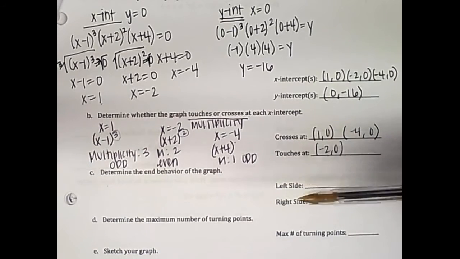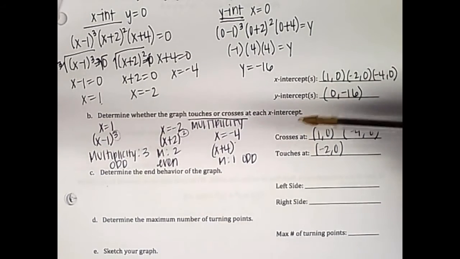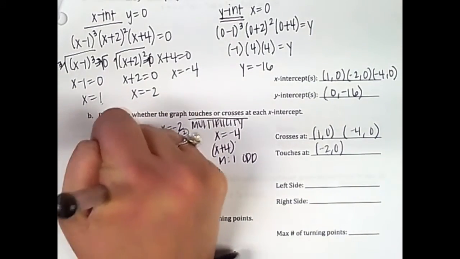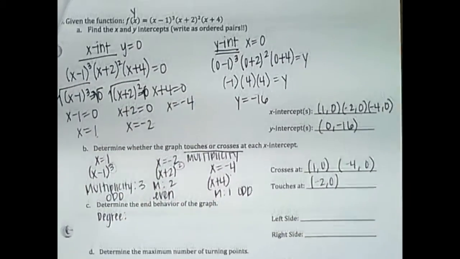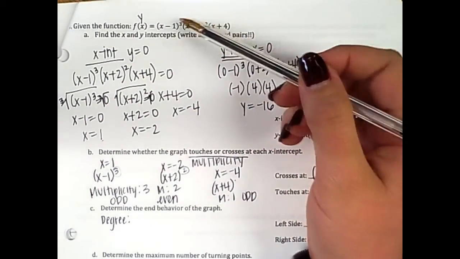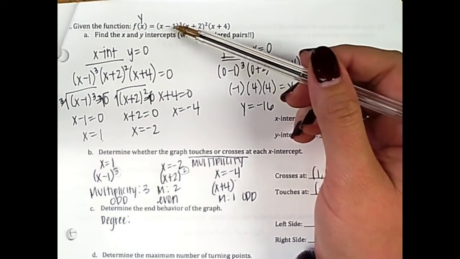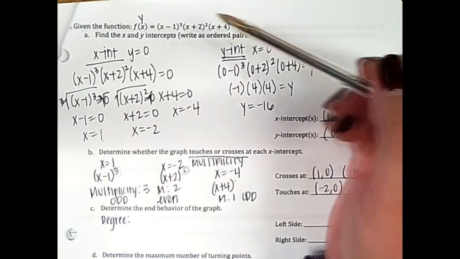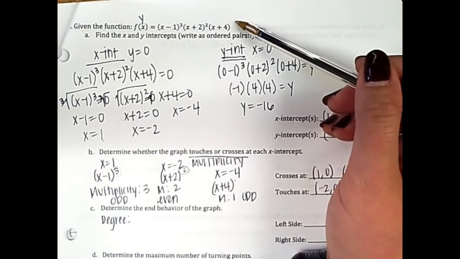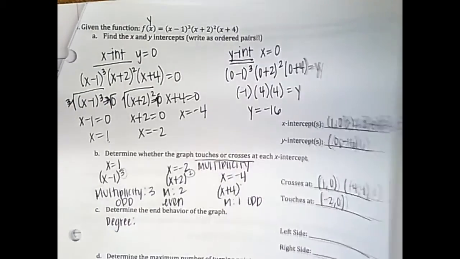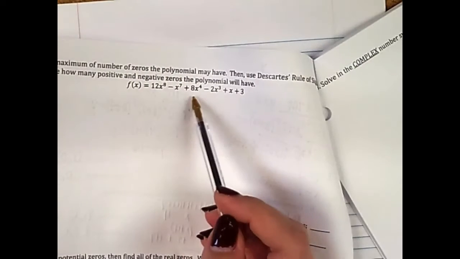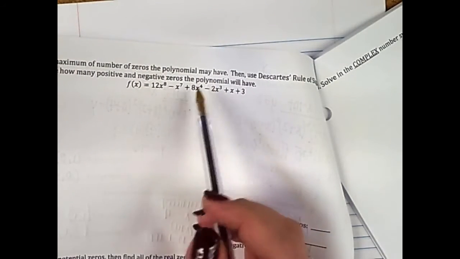Okay, so to determine the end behavior of the graph, we look at the degree of the function and the leading coefficient of the function. So let's look at our original function. Remember, when it's not multiplied out, meaning there are parentheses, that's when we add the exponents up. When it is multiplied out, like our next problems, with no parentheses, that's when you take the highest exponent.